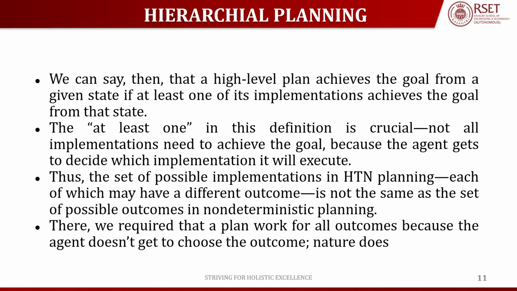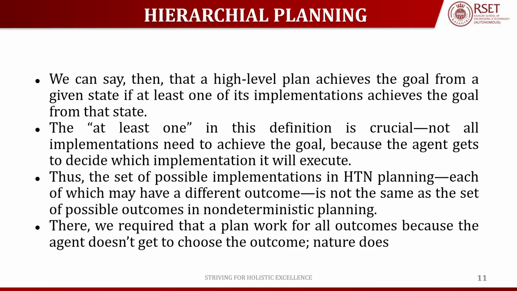We can say that a high-level plan is considered successful if at least one of its possible detailed executions reaches the final goal. Not all of them must succeed, just any one is enough. That is written here. The "at least one" in this definition is crucial. Not all implementations need to achieve the goal because the agent gets to decide which implementation it will execute. So a high-level plan achieves the goal if at least one of its implementations achieves the final goal.